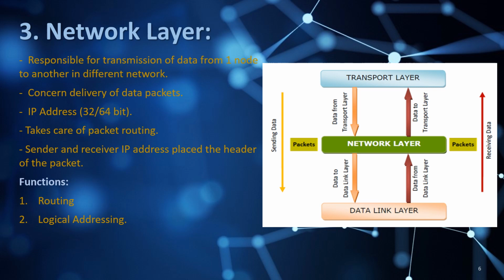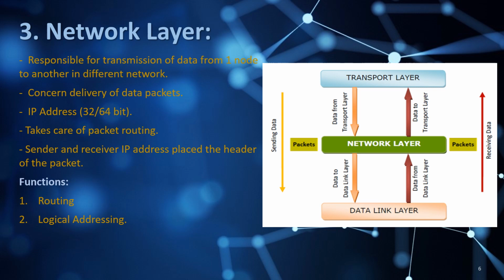Every device in the network layer has an IP address, which is a 32-bit or 64-bit address. It's a unique identifier over the network. What does it do? It concerns delivery of the data packets from source to destination, and also takes care of packet routing, how the packet is sent over the network.